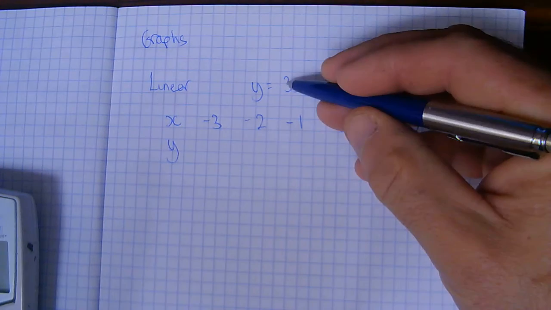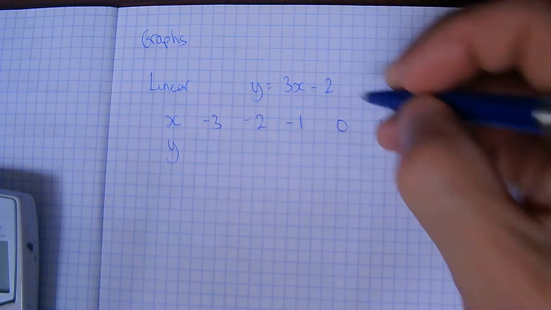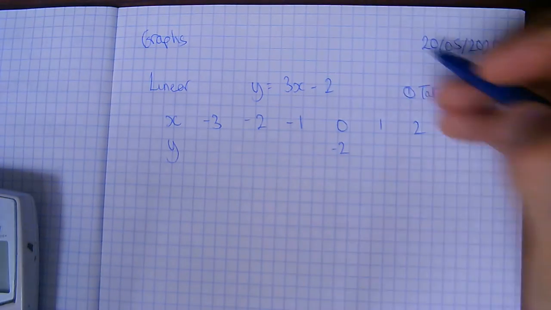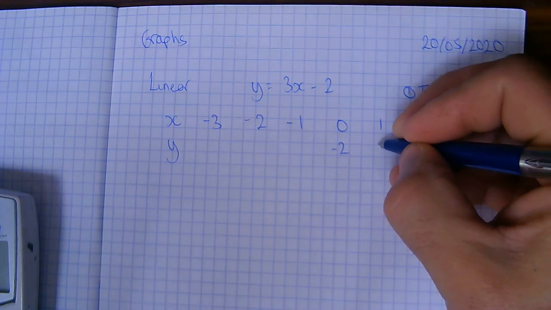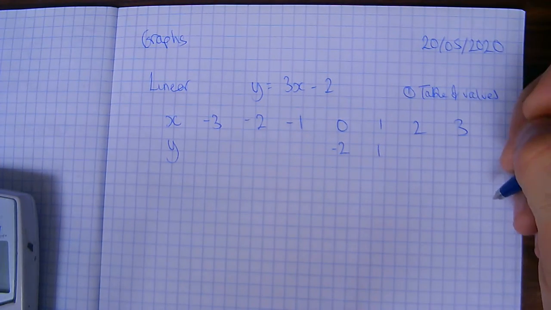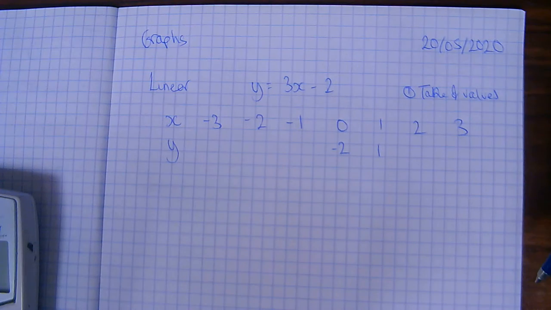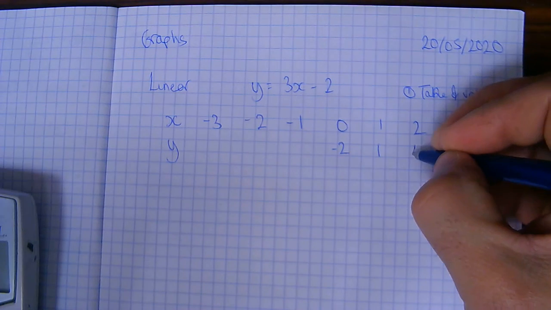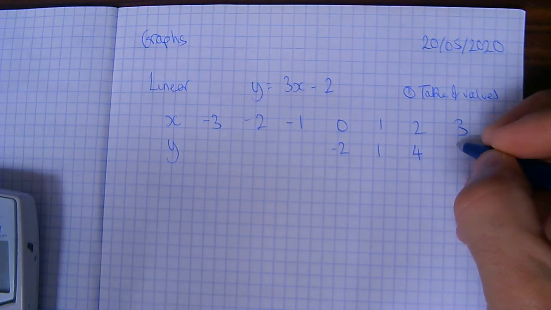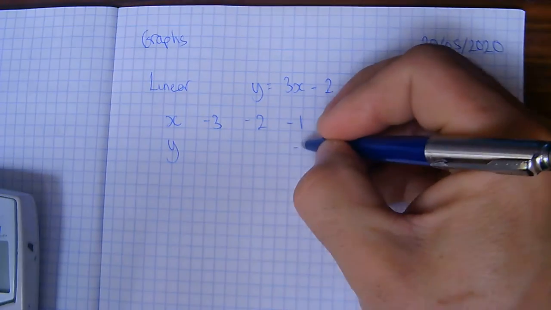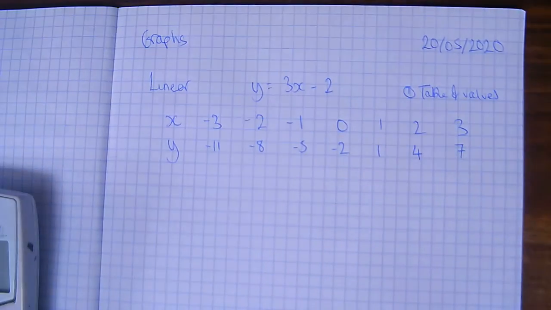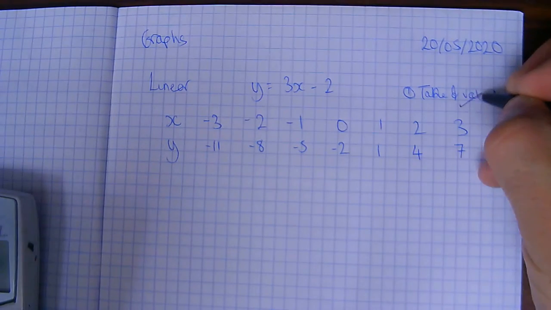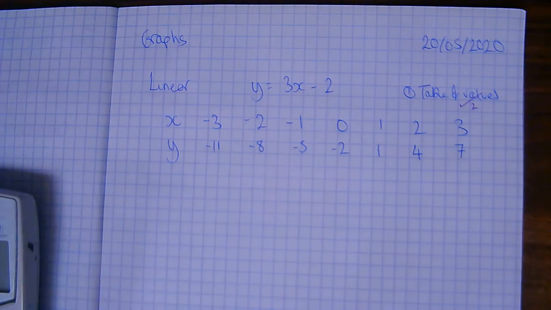I'm going to start with the easiest value, this one here. 3 times 0 is 0, then I'm taking away 2. 3 times 1 for the next one is 3, take away 2 gives me 1. And I should be starting to see a pattern here already. 3 times 2 is 6, take away 2 gives us 4, and I can see that they're going up in 3s, which means this one is going down in 3s. So I've completed my table of values. Now in the exam normally, that would be worth 2 marks.